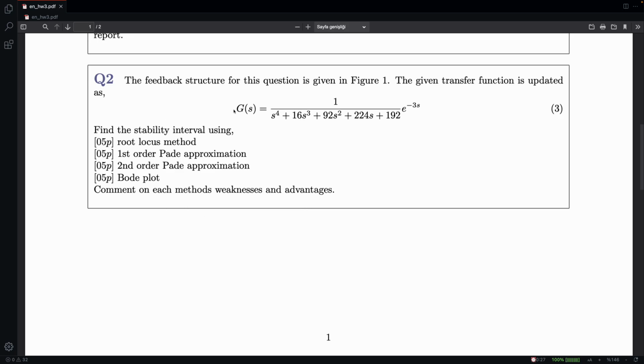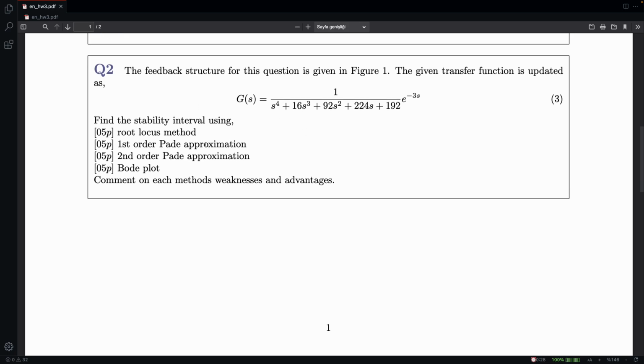Now, in the second question, we have a fourth order system with some delay, and we are searching for the stability interval of the system, but you have to use some different methods that are available as tools. One of them is the root locus method. There are two different Padé approximation methods that you should use, and then a Bode plot method where you can assess the stability of a certain system. So you are basically going to compare them and then talk about their advantages, weaknesses, and so on.